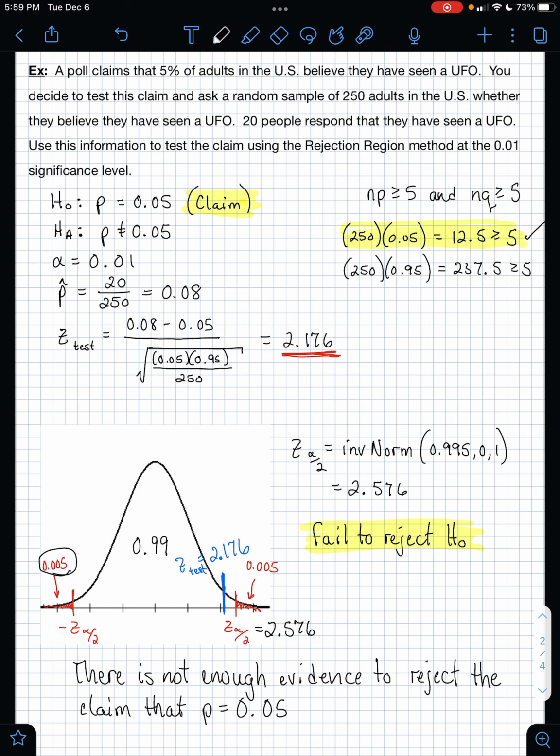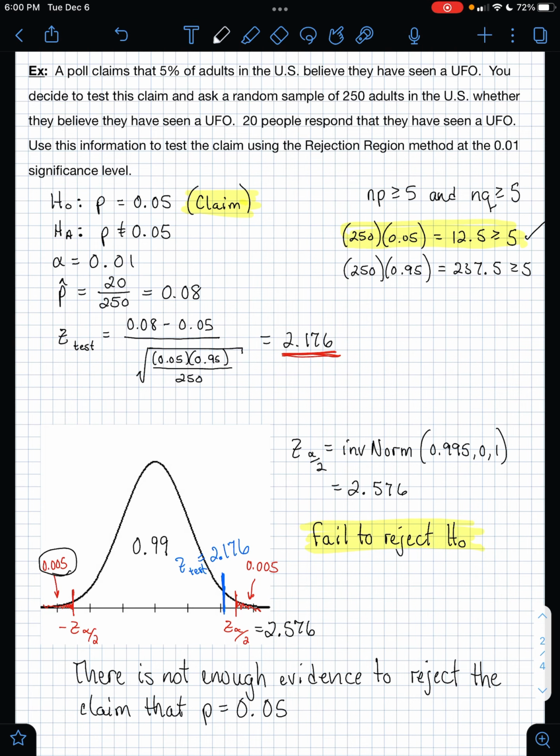So again, these are hypothesis tests. They are meant not to say whether the claim is correct or not, but to say whether our sample is strong enough evidence for or against the claim. Here, our evidence was not strong enough to suggest that the claim was incorrect.